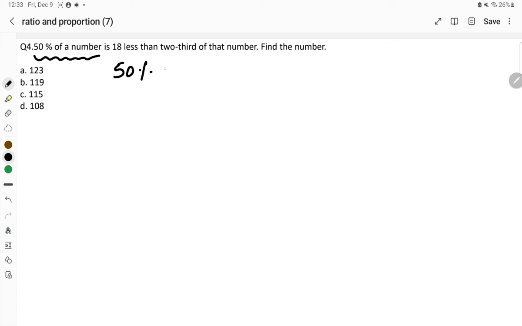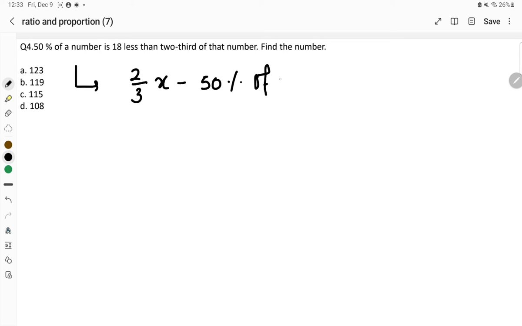Let us consider the number to be x. 50% of x is given to be 18 less than 2/3 of that number. To calculate this, what you have to do is simply 2/3 of x minus 50% of x is equal to 18.